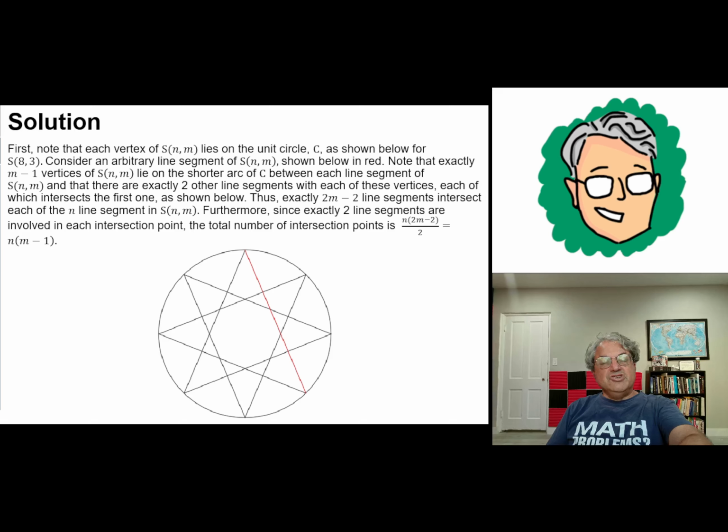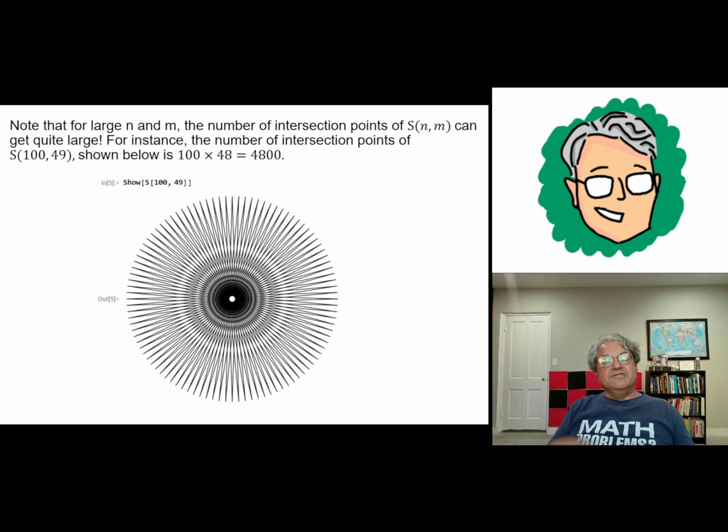And I think I should point out that these numbers can get really large. Here's an example. Here's S100,49. This kind of looks almost like an optical illusion or something. It's one of those things that you can look at that can kind of hypnotize you a little bit. I don't think you can even see all the intersection points in this one, but this is an S100,49. So this is a 100-pointed star where you're going almost halfway around each time. And that gives you a total of 4,800 intersection points, and you can't even see most of them. Anyway, these numbers can get really large.